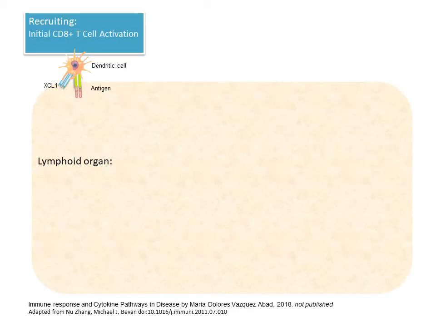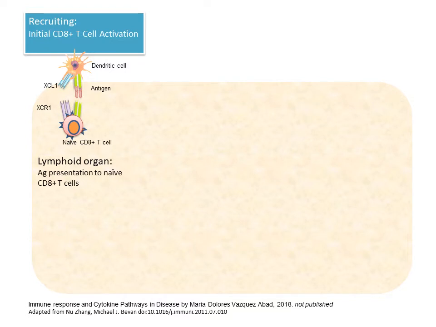The first step in the immune system response to danger signals is antigen presentation. This antigen presenting cell, depicted here as a dendritic cell, travels in the bloodstream carrying pieces of the antigen that is perceived as a danger signal, and they come in contact within the lymphoid organ with the naive T cell.